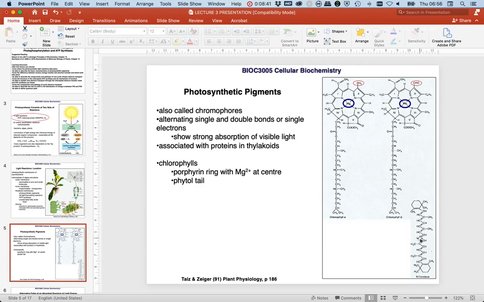Again, those alternating single and double bonds, allowing, better to say, energy to be moved through those structures. And beta-carotene is an accessory pigment found in the leaves of land plants. And it's also, of course, the compound that gives carrots their orange color, but it does work in photosynthesis as well.